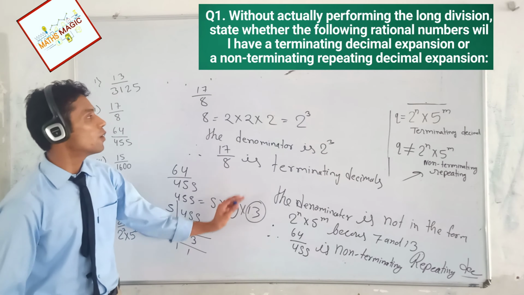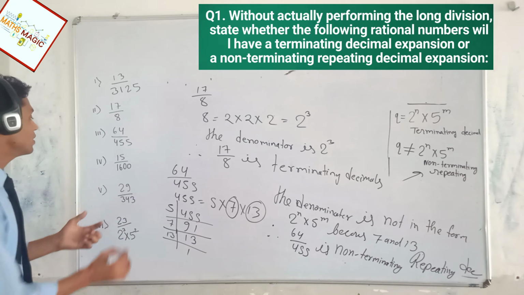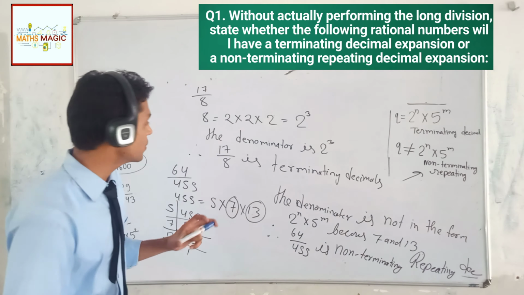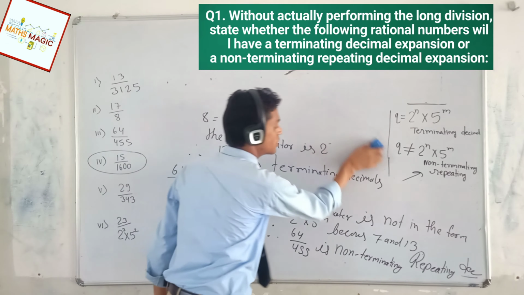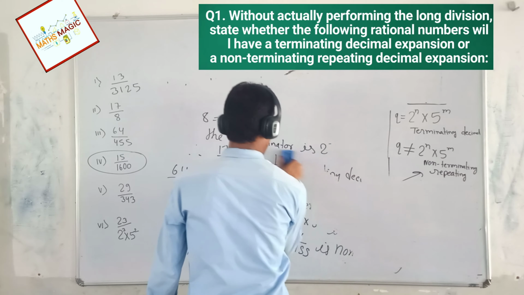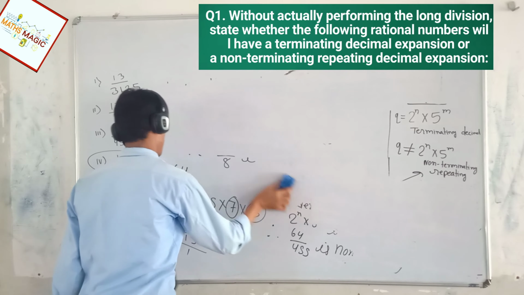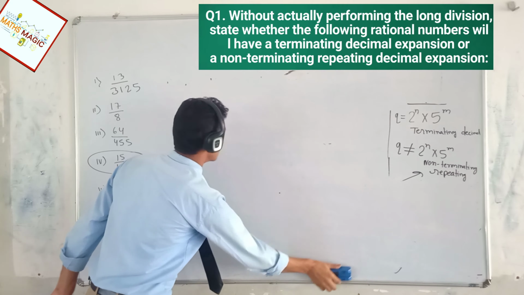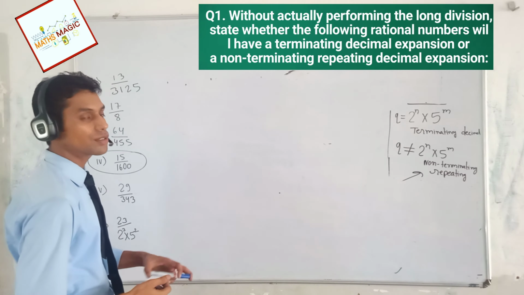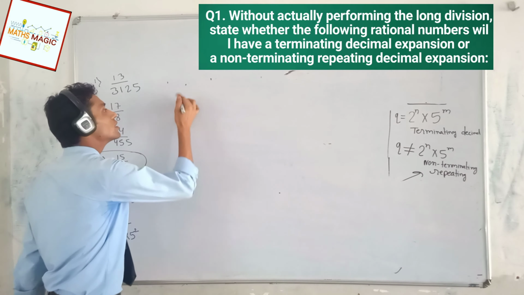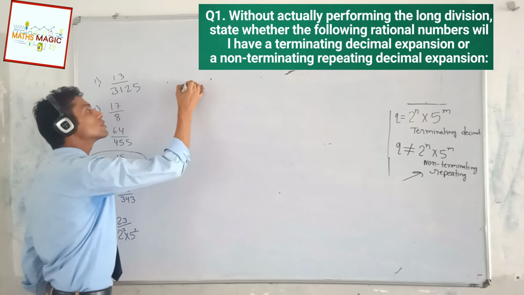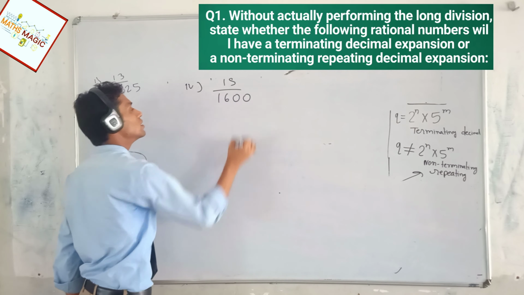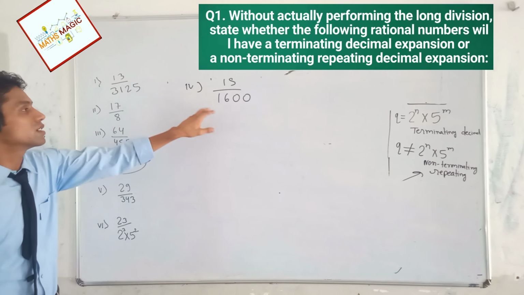I hope you understand. Now similarly we have to solve question number 4. What do we have to do? We have to find the factor of 16. The 20 is also there, which we can find along with that, but it is easy. The factor of 16 is 2 into 2 into 2 into 2. Let's find the complete factors. Question number 4 is 15 by 1600. Find it.